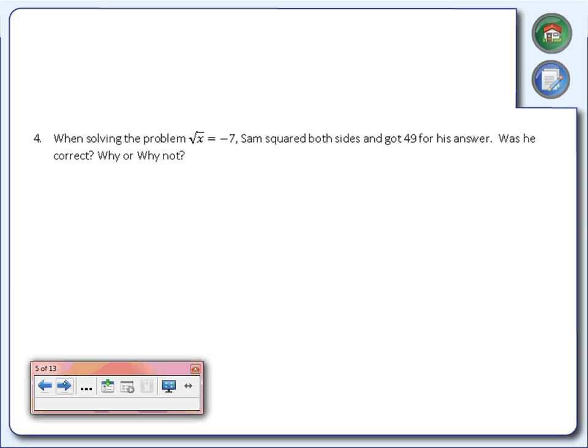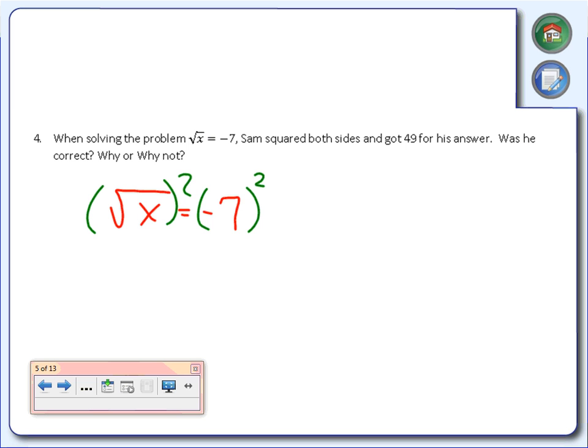Number 4 here, it says when solving the problem, the square root of x is equal to negative 7, Sam squared both sides and got 49 for his answer. The question is, is this correct? Why or why not? All right, so here's what he did. This was the equation. He came over here and squared both sides. Square root of x squared is x. The square of negative 7 is 49. So he said the answer was 49. Is this the correct answer? Is this right?